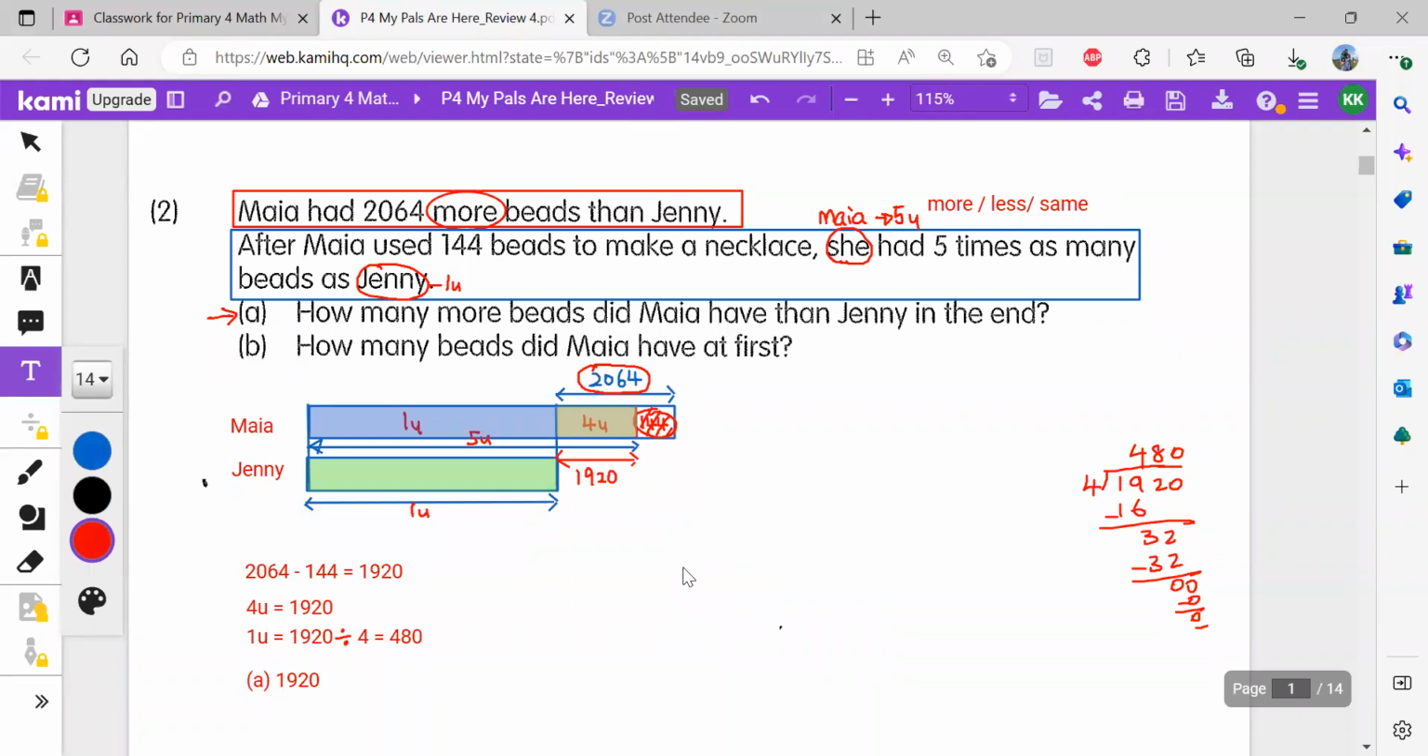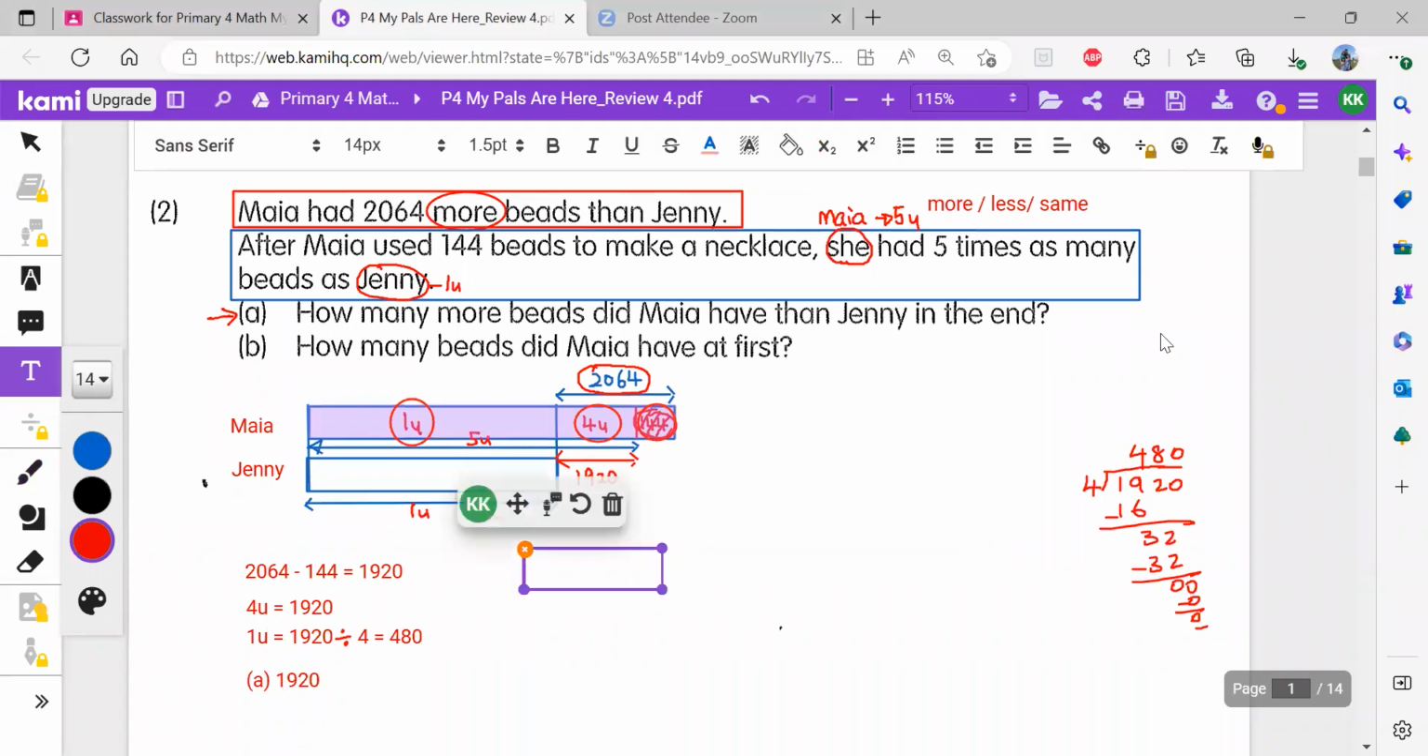Part B, how many beads did Maya have at first? To know how many beads she has at first, I'm again going to look at the model. The model shows that she has, in the beginning, from here all the way to the end of the model, the whole purple part. So Maya has a total of this 1 unit plus this 4 units, which is 5 units in total, and this 144 that she has used up. Let's go to part B.